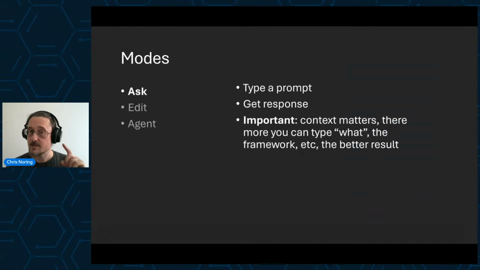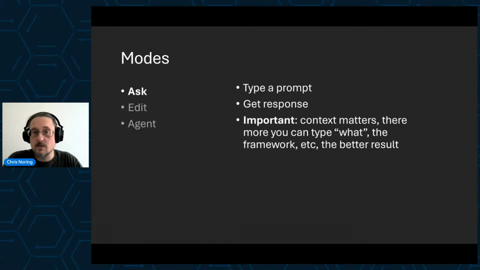Okay, so let's start with the ask mode. This is the basic mode. If you've never done GitHub Copilot before, this is your time to really sharpen your ears. So the idea here is that we type a prompt and we get a response based on that prompt. And as you've probably noticed by now, if you're using any kind of AI assistant, it matters how you prompt, how much context you're providing.